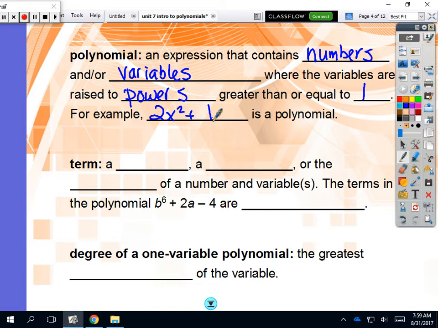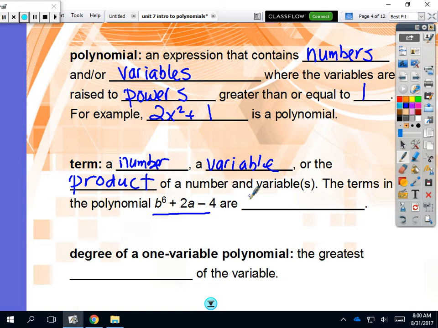You've got 2 terms, okay, and they're added together. You may or may not have more than one term. So what is a term? That's a number, a variable, or the product of numbers and variables. And the terms in this polynomial here are, and how many terms are in there.